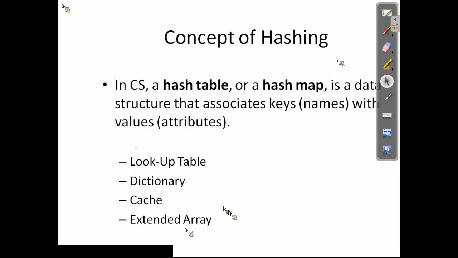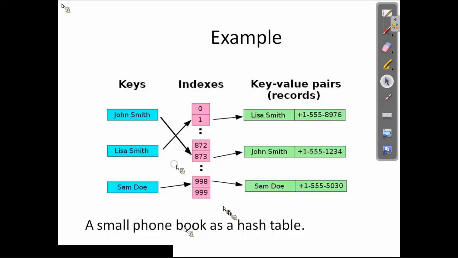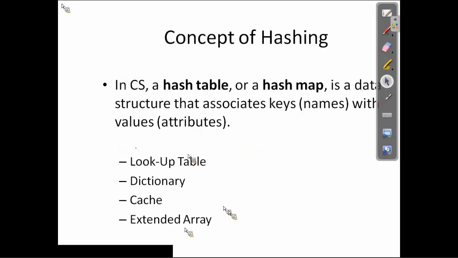A hash table or a hash map. Those of you who are familiar with Java or C++ will know what a map is. A map is called by various names. It's called a cache, it's called a dictionary. All of these are based on the hashing principle. That is, given a key, use a function to find the physical address of the data. You'll soon see how it works.